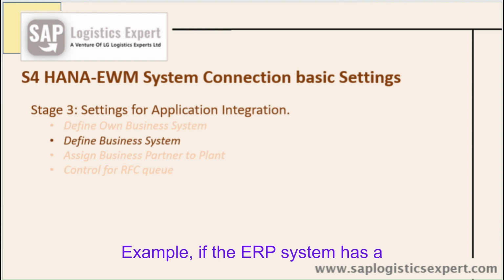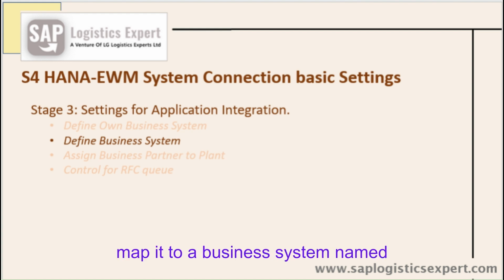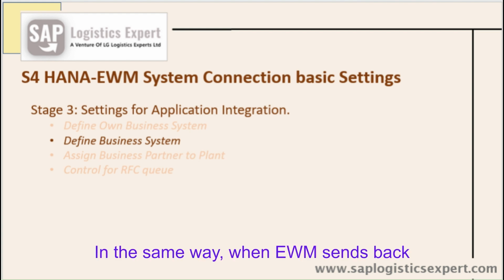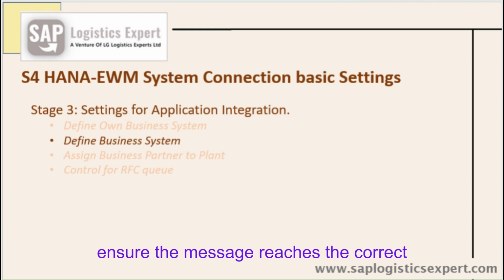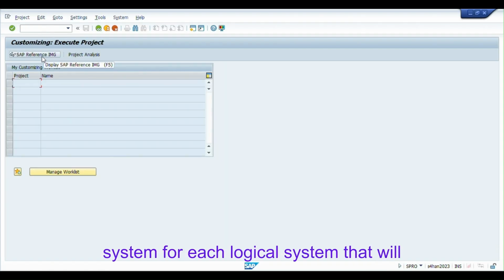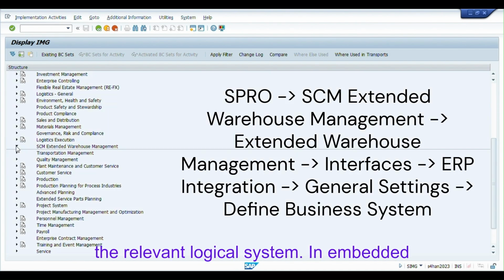Example: if the ERP system has a logical system called ERP-CLNT100, you can map it to a business system named BS_ERP100. When ERP sends a delivery, EWM recognizes ERP-CLNT100 and automatically maps it to BS_ERP100. In the same way, when EWM sends back a confirmation, it uses this mapping to ensure the message reaches the correct ERP system. Follow the path and specify a business system for each logical system that will be connected to EWM and assign the relevant logical system.